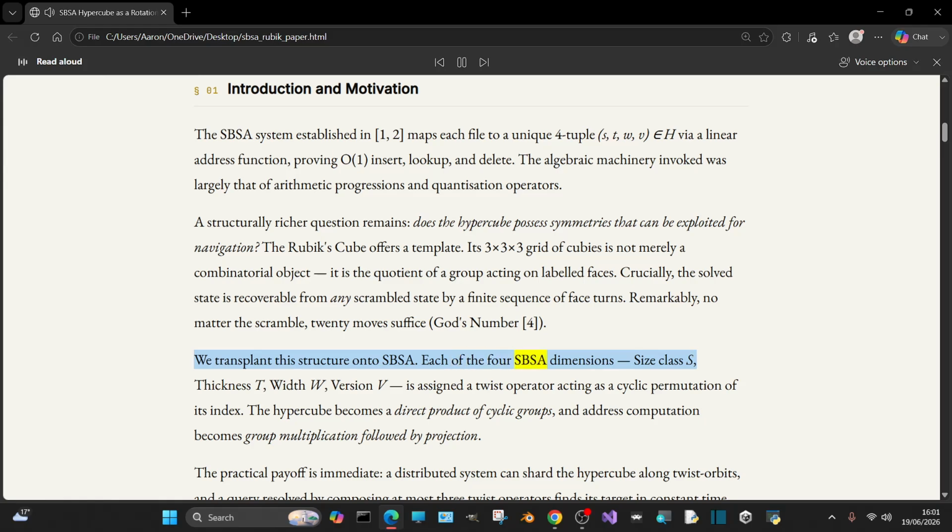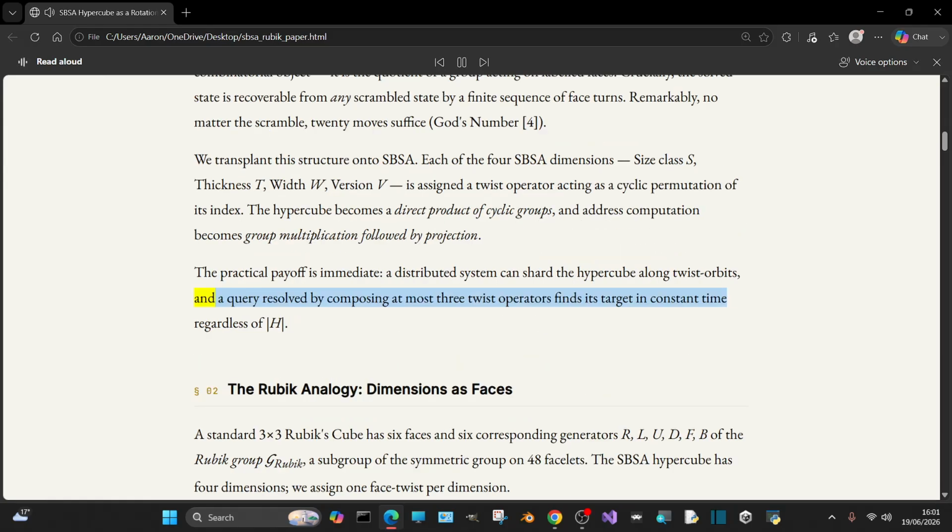Each of the four SBSA dimensions, size class S, thickness T, width W, version V, is assigned a twist operator acting as a cyclic permutation of its index. The hypercube becomes a direct product of cyclic groups, and address computation becomes group multiplication followed by projection. The practical payoff is immediate. A distributed system can shard the hypercube along twist orbits, and a query resolved by composing at most 3 twist operators finds its target in constant time regardless of H.